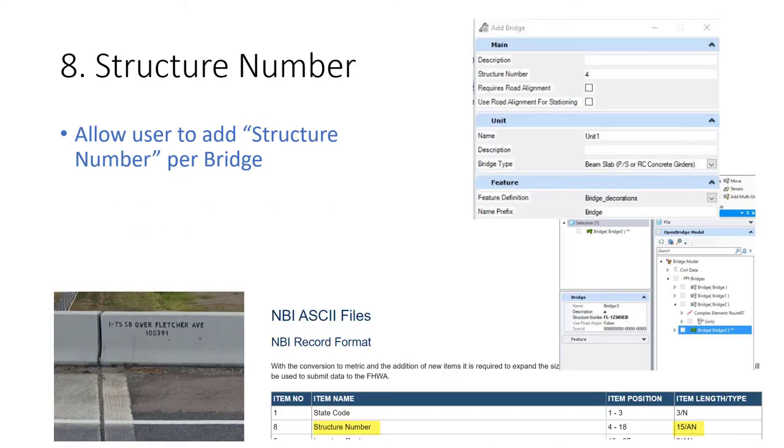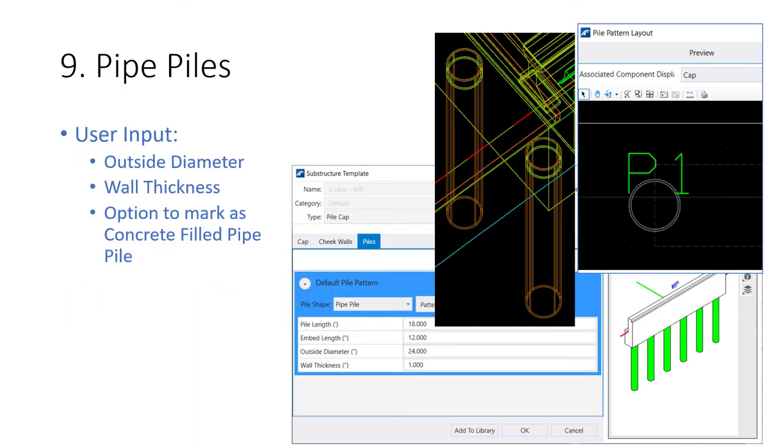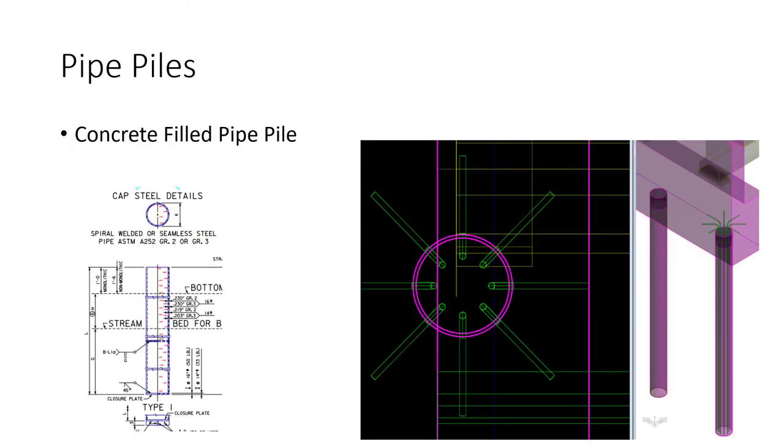We allow the user to add the structure number as part of the bridge. That's part of your records. We added pipe piles, filled with concrete. So it's just another definition on the substructure templates that you may use. Right, and these are the pipe piles.